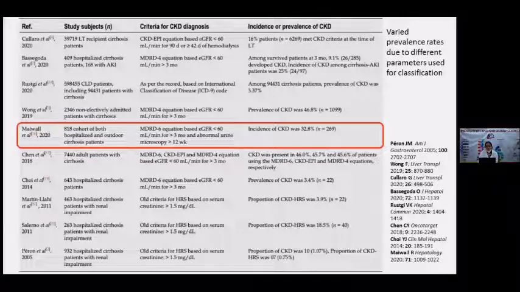There were varied prevalence rates due to different parameters used for classification. One is a study done by Dr. Rakhi ma'am at ILBS on 818 cohorts of both hospitalized and outdoor cirrhosis patients, where MDRD6 was used and GFR of less than 60 was taken for more than 3 months and abnormal urine microscopy for more than 12 weeks. Incidence of CKD in this study was found to be 32.8%.